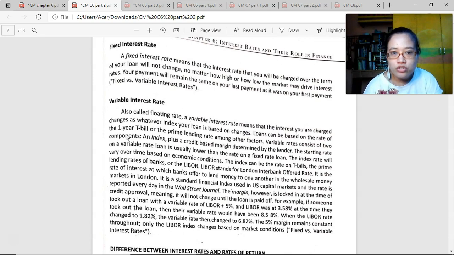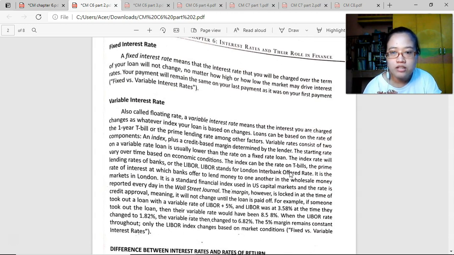The interest you are charged changes as whatever index your loan is based on changes. Loans can be based on the rate of the 1-year T-bill or the prime lending rate, among other factors. Variable rates consist of two components, an index plus a credit-based margin determined by the lender. Okay? The starting rate on a variable rate loan is usually lower than the rate on a fixed rate loan, normally.